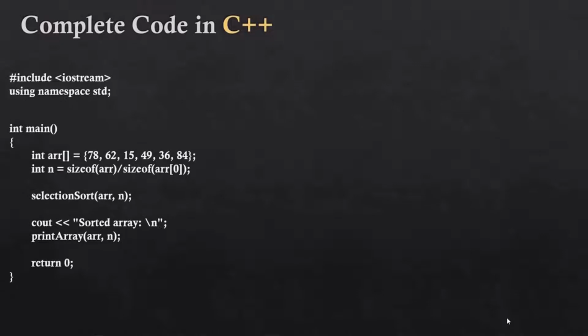Now let's see the complete code. We have an initialized array with 6 values. In n, we have found the length of the array. Selection sort is a function in which we are passing the array and the length of the array. And at the end, we are displaying the array.